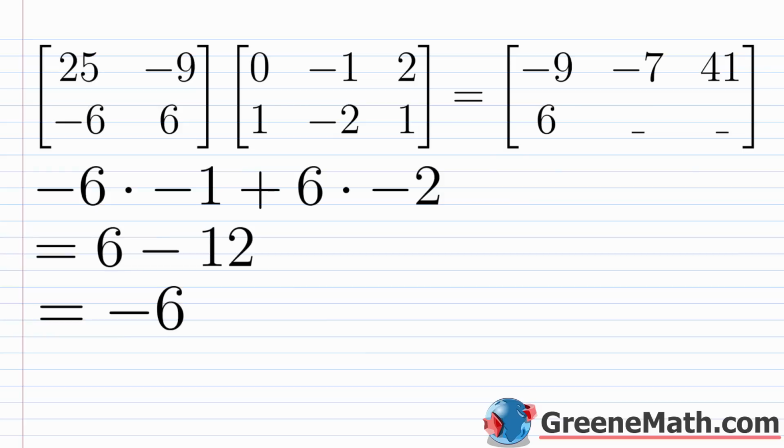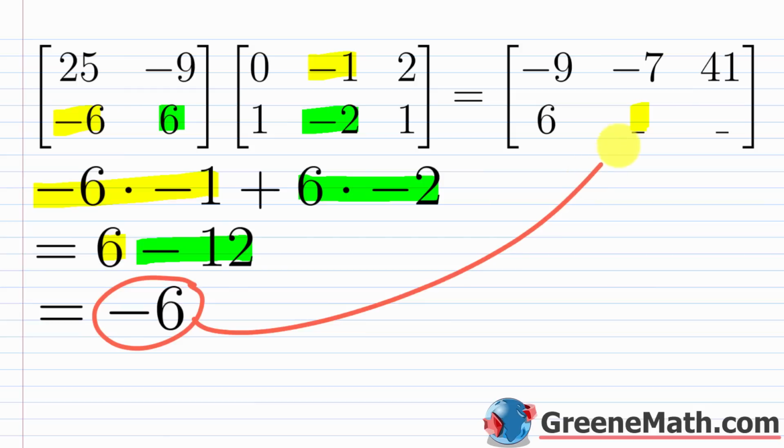And let's come down here. So now we're going to be working with this position right here, which is going to be row 2, column 2. So this is row 2, and this is column 2. So let's crank this out. So we'd have negative 6 times negative 1. So that's this right here. So that would be 6. And then we would do 6 times negative 2. So that's this right here. And so 6 times negative 2 is negative 12. So you'd have 6 minus 12, which is negative 6. So let's put this right there. So that's my negative 6.